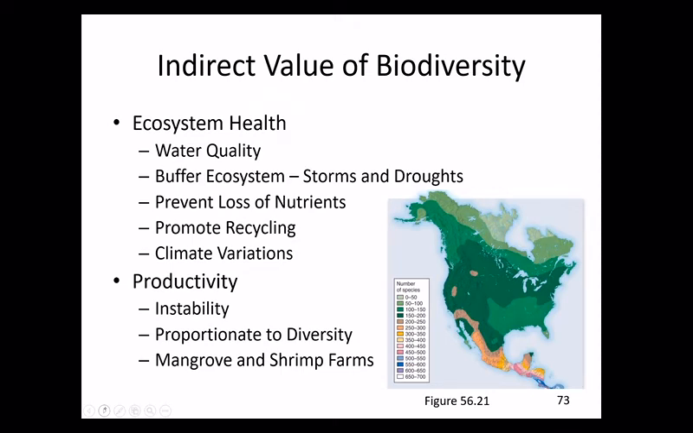What do we see for indirect values? Well, indirect values are a little more difficult to quantify, but we can see this over a long range of time. Water quality is an example. Of the variety of different plants that grow in a certain area, different plants are able to absorb and remove different chemicals that may be present there.